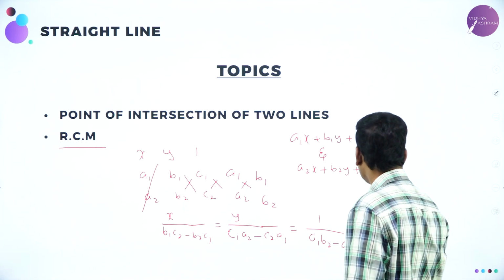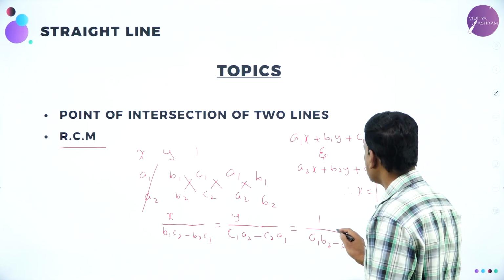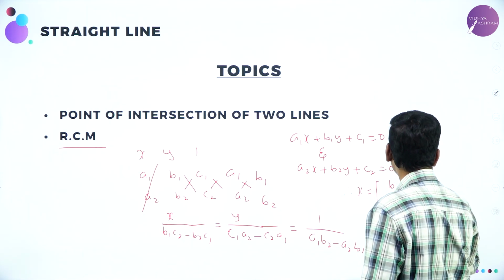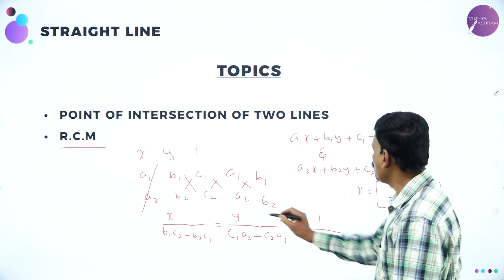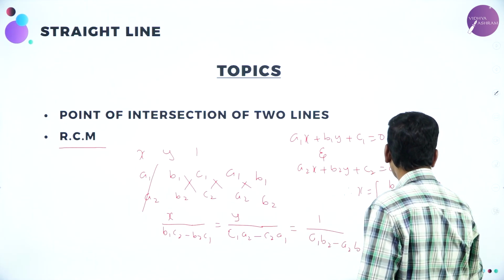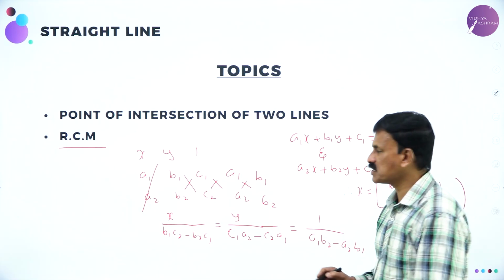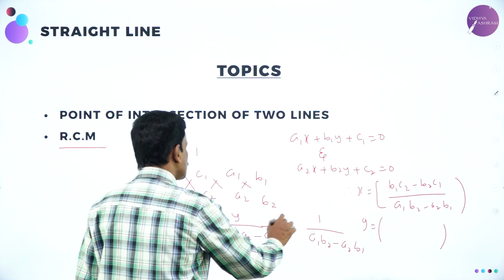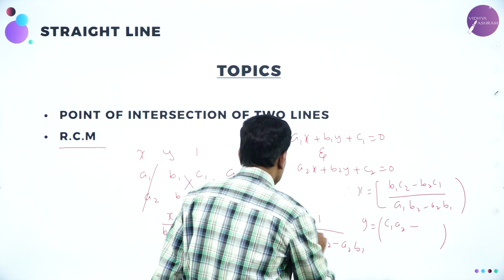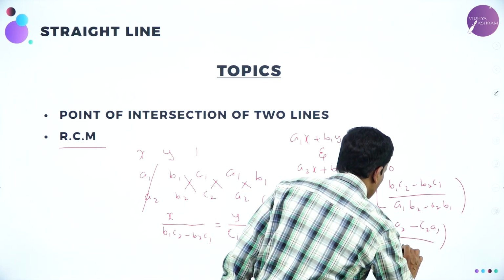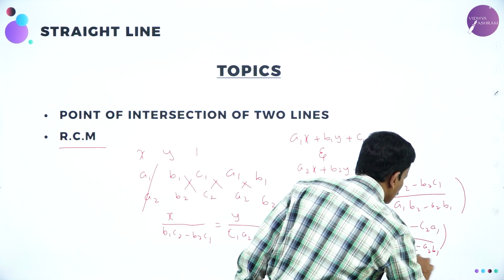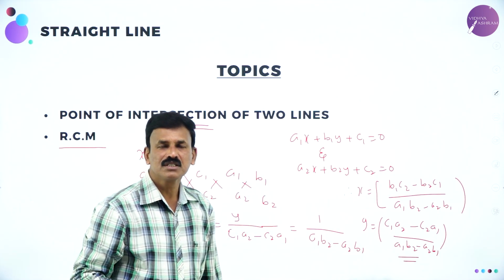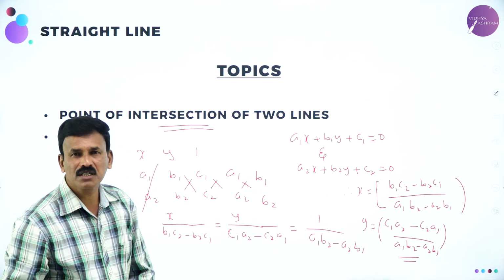If you equate first and last, we can write the coordinate x is equal to, bringing this to the numerator, b1 c2 minus b2 c1 divided by a1 b2 minus a2 b1. This will give the value of x. Similarly, the coordinate y is equal to, equating second and last, c1 a2 minus c2 a1 divided by the same denominator, a1 b2 minus a2 b1. So these points x comma y are called the point of intersection of the two lines. This is how we apply the RCM to find the point of intersection for two lines.